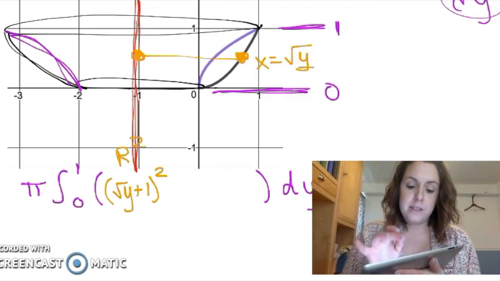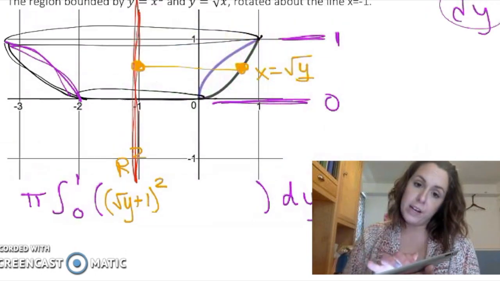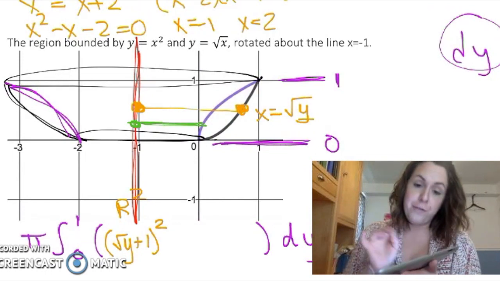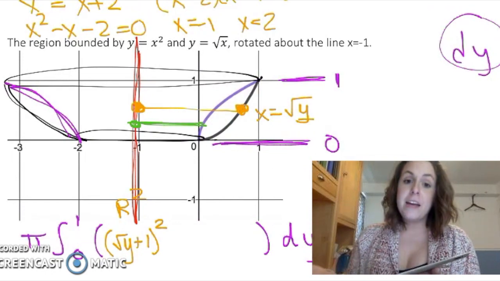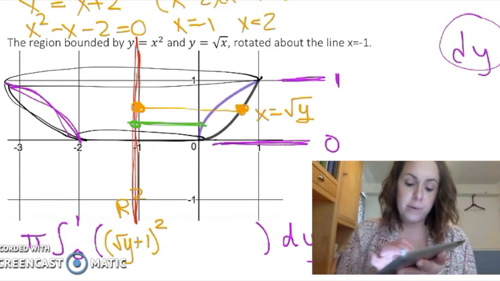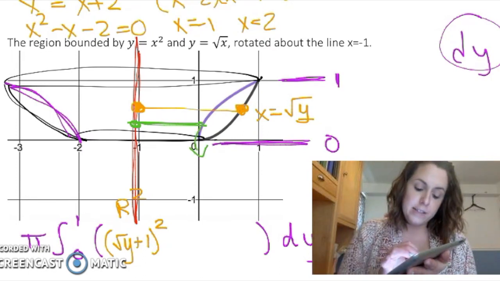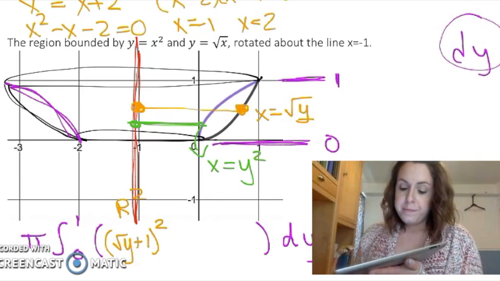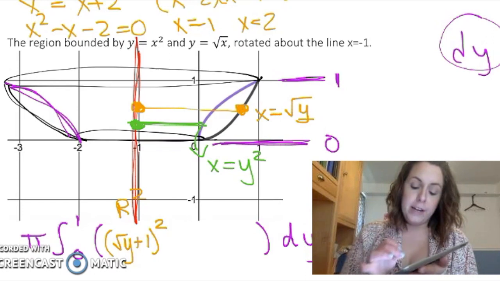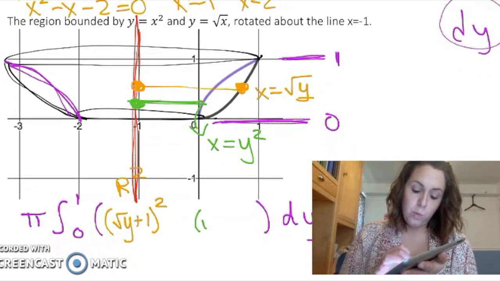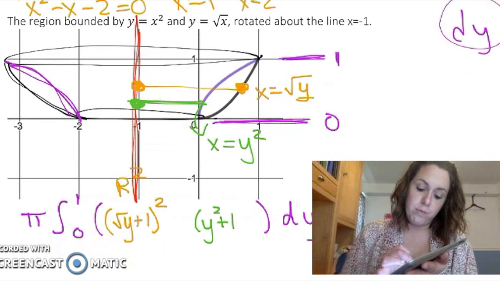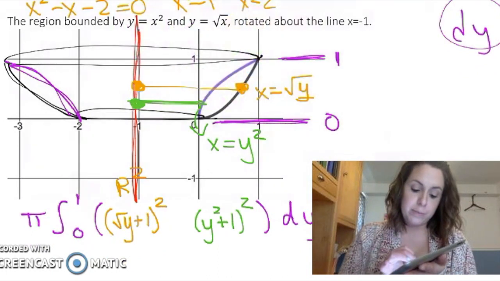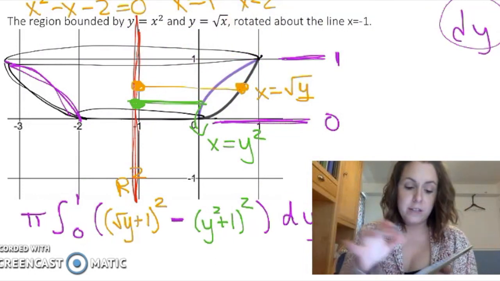Now my inner radius, let's take a look at that. Let's pick a different color. Let's do green. I'm going to go from my axis of rotation to the inner function. And that inner function is y equals square root x. So in terms of y, that is x equals y squared. And again, since this is -1, it's going to be y squared minus -1, and I'm going to square that whole quantity. And because we're subtracting our radii, we need to subtract that.